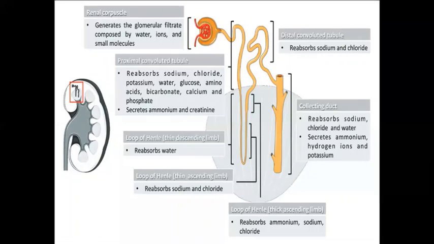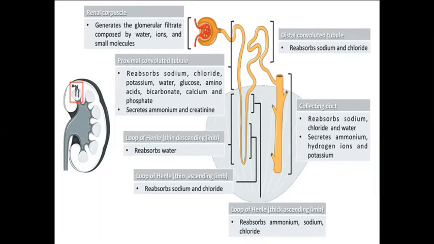Then the thick ascending limb, or the ascending limb, thin and thick, is responsible for reabsorption of sodium and chloride. That will create the hyperosmolarity of the renal medulla. So you can see the renal medulla, or this part of the kidneys, is high in terms of osmolarity. The osmolarity is increased. Why?